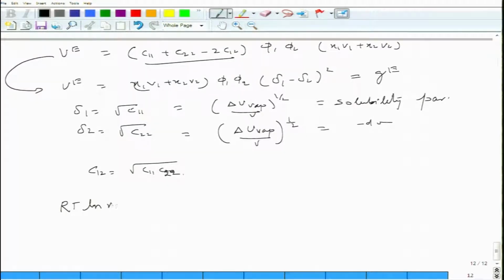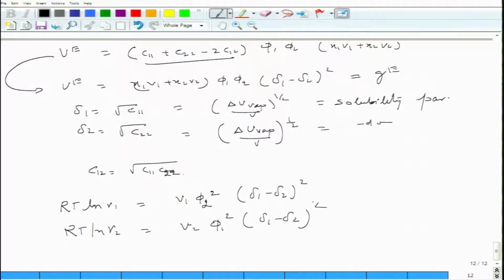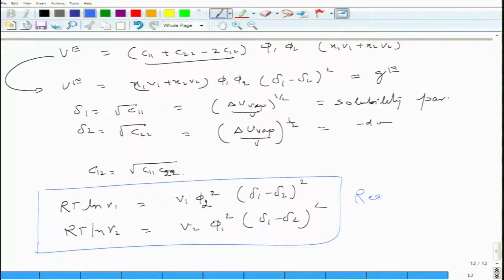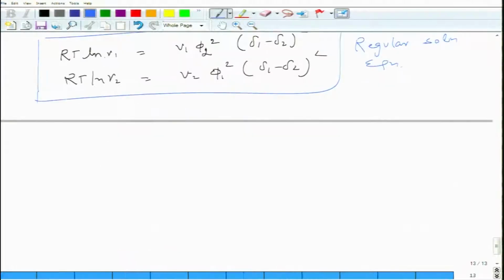Now you can connect this thing to your activity coefficient, which I am not going to derive, I will just write it here. And this is a very famous expression, which is basically the regular solution equation given by Scatchard and Hildebrand. Okay. Now, so you can rearrange these expressions.